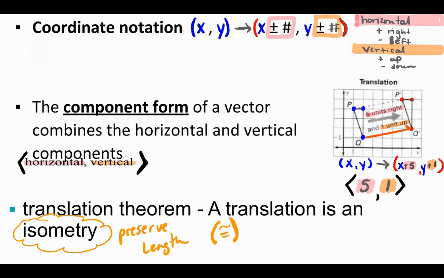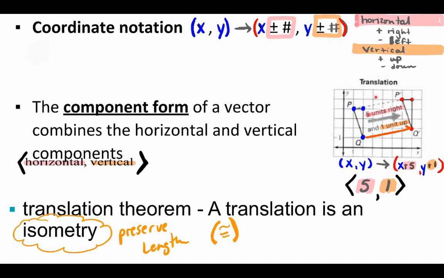So remember on your graph, the X's are the horizontal. So this calculation is going to tell us how we're shifting horizontally. Plus is for going right, minus is for going left. And then our value with the Y tells us how we're shifting vertically. Plus is for up, minus is for down.